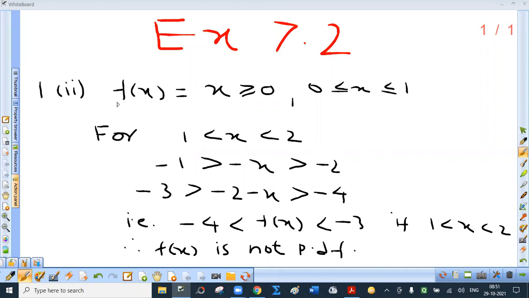Now for the second part, f of x is x for 0 less than or equal to x less than or equal to 1. But don't conclude that it is PDF, because for 1 less than x less than 2, how is the function defined? It is defined as minus 2 minus x. So multiply by minus 1. If multiplied by a negative number, inequality reverses. So minus 1 greater than minus x greater than minus 2. But we need minus 2 minus x. Subtract 2. So minus 3 greater than minus 2 minus x greater than minus 4. Now I write minus 4 first. So minus 4 less than, this is f of x, less than minus 3, if 1 less than x less than 2. Now f of x has to be greater than or equal to 0. This is not happening here. So f of x is not probability density function.